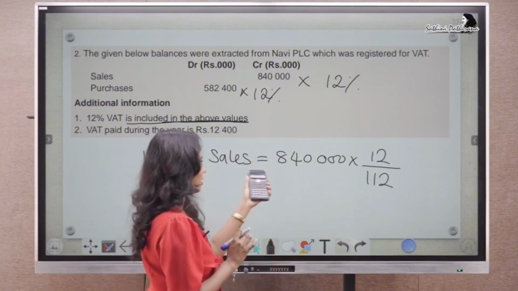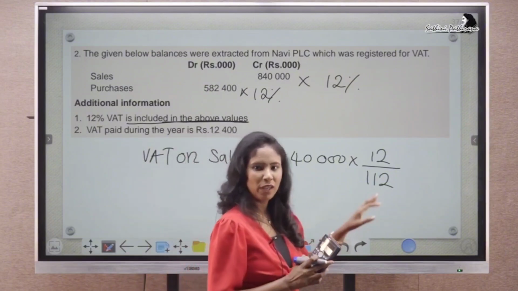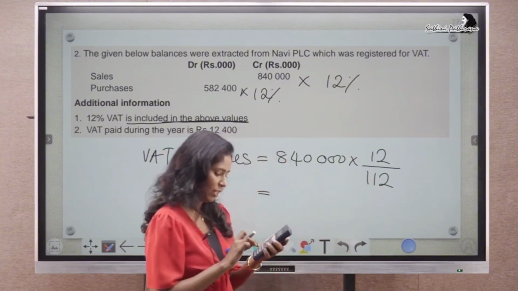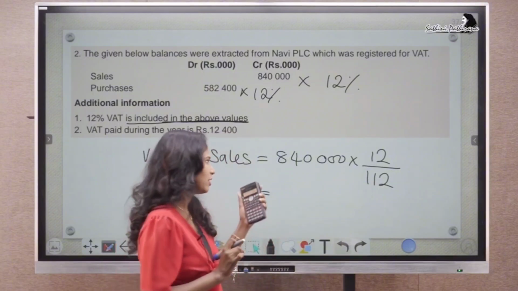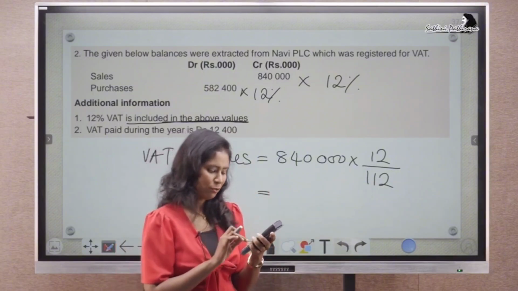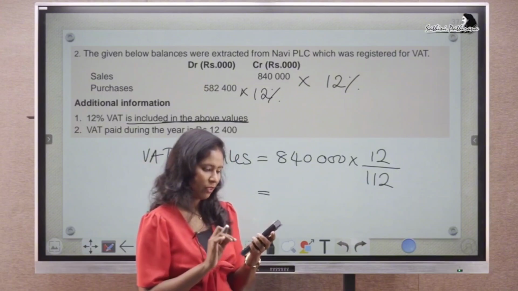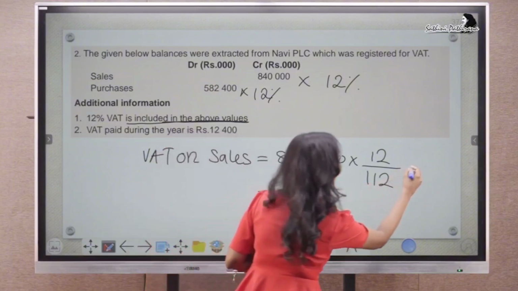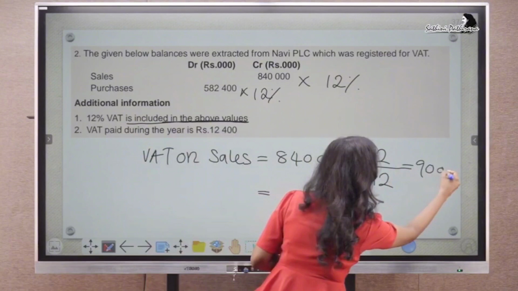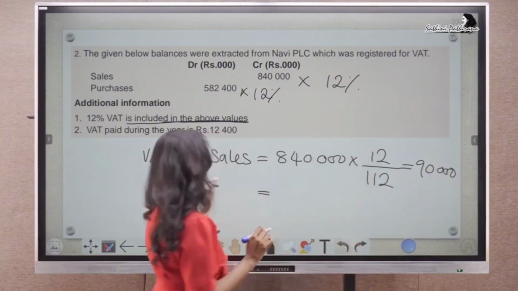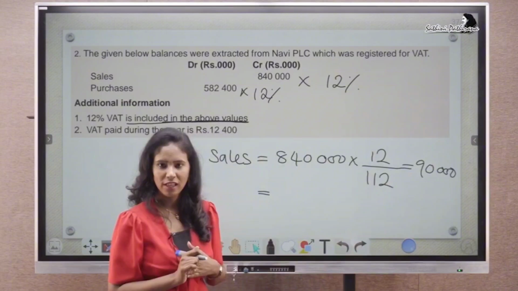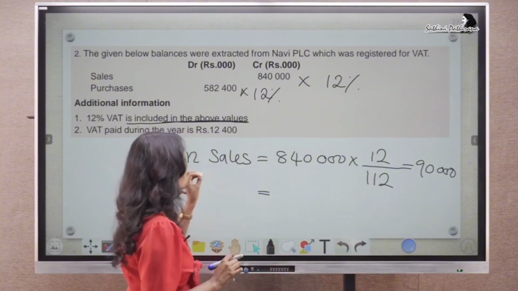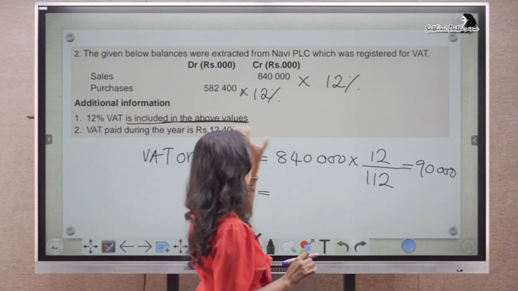Then 840,000 into 12 divided by 112. Children, take your calculator and you should also calculate with me. Then we are getting 90 as VAT. I'll write it here itself, 90,000. So 90,000 is the VAT on sales, right? 840 is the total amount.